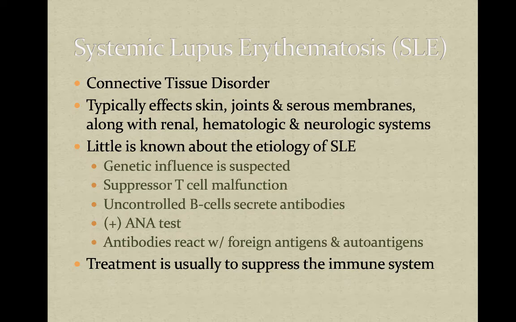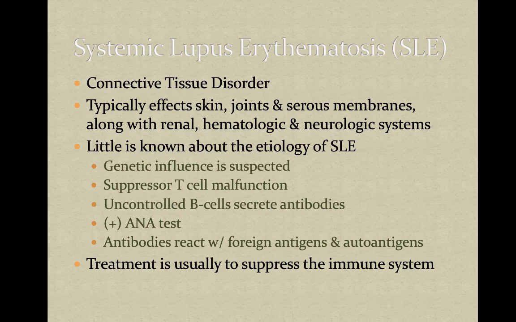what causes lupus. We know that there's a high prevalence in families among lupus, but essentially suppressor T cells malfunction and fail to stop unwanted antibody production in B cells. And that allows plasma cells to produce unwanted antibodies against foreign antigens and self-antigens. So again, it is failure of the body's own B cells and T cells to recognize self from non-self.